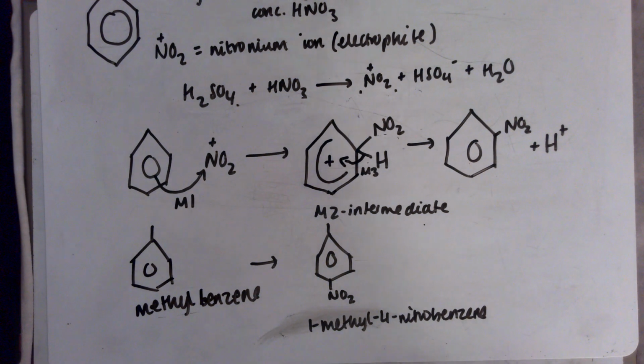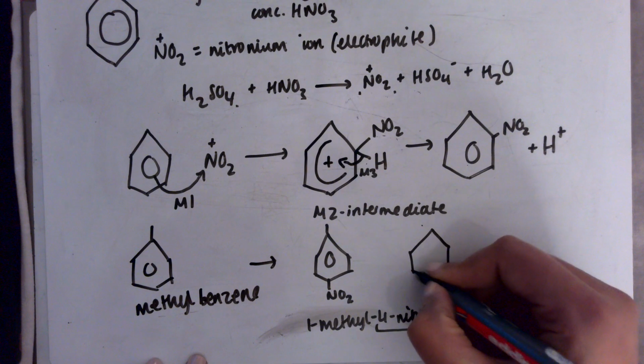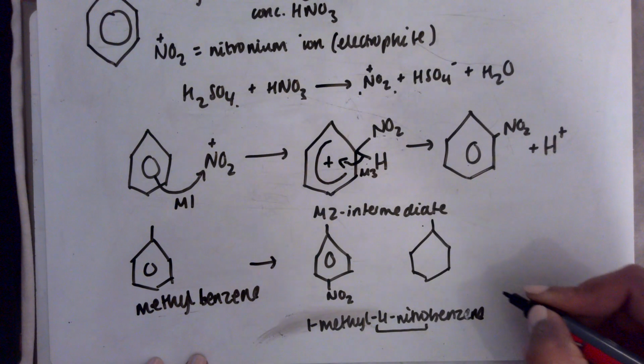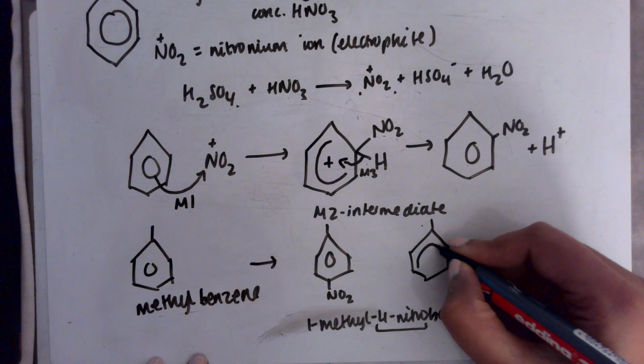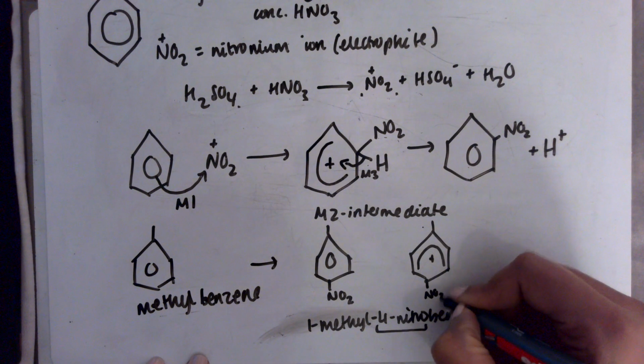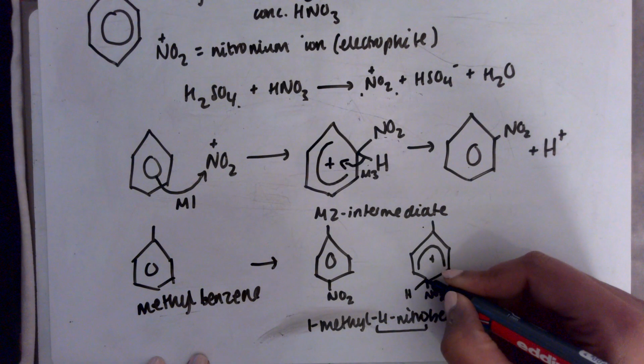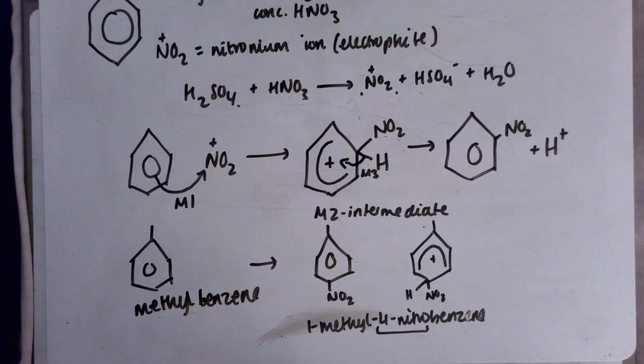If it does ask for that, just think about you have to add the nitronium ion to carbon 4. So when you draw your intermediate, you have to remember the methyl goes there, but the horseshoe would have to be over there because it's carbon 4. So that's just something to be mindful of.